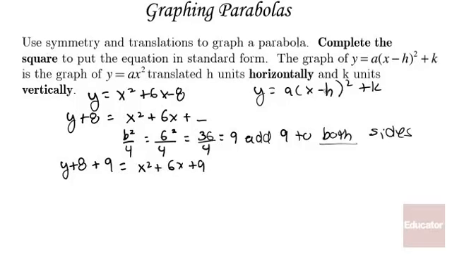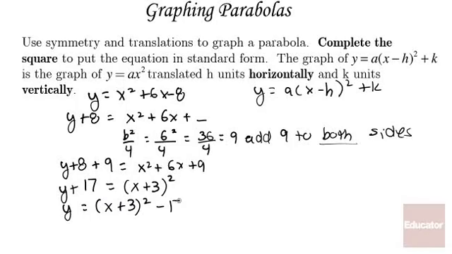And I want this to end up in this form, so I'm going to rewrite this. First, I'll add these two together to simplify to get y plus 17 equals, well, this is a perfect square trinomial, so I just take (x plus 3) squared. And I look at what I have, and it's almost in this form, but not quite. I want to isolate y on the left, so I'm going to subtract 17 from both sides to get y equals (x plus 3) squared minus 17. And this is in this form. a happens to be equal to 1 in this case.